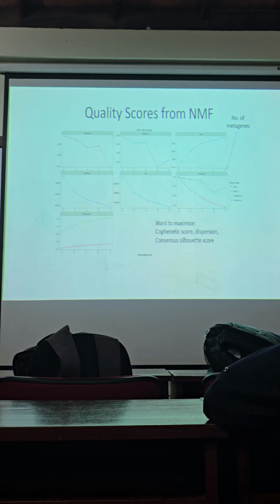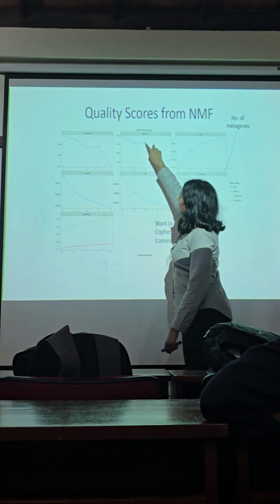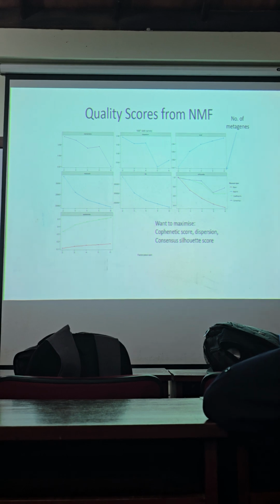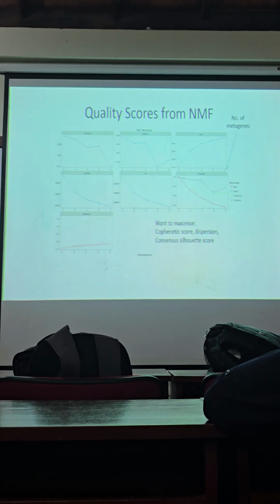In the consensus, we have to get the highest value, where it maximizes and there's a sharp drop. Those are the quality scores that we need to check.